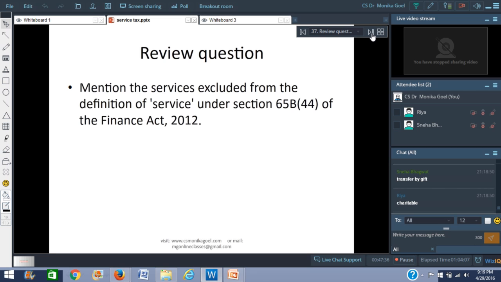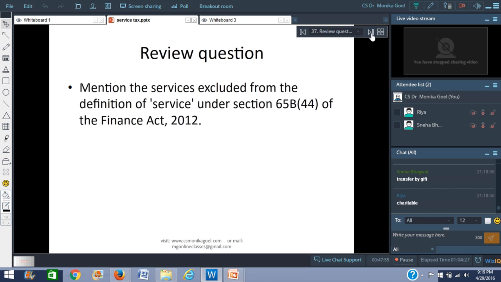I am talking about the services which are excluded. Transfer by gift and charitable services are not included because it is not even passing the first test. I am talking about those services which, though passing the first test, are still excluded.